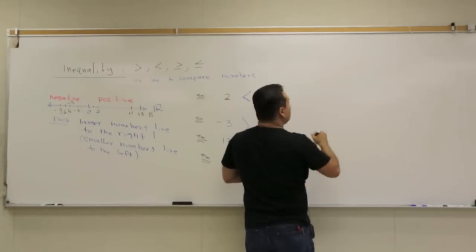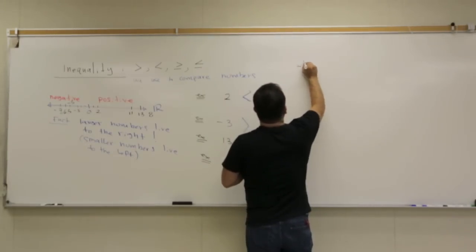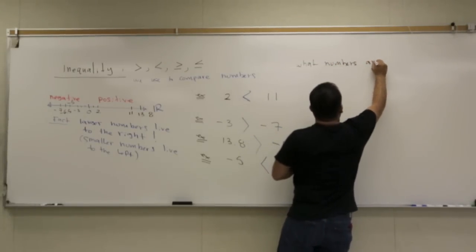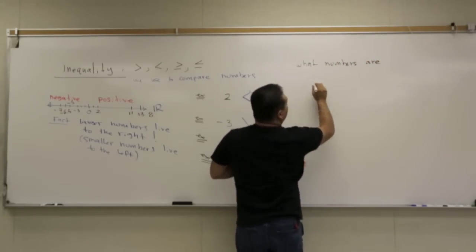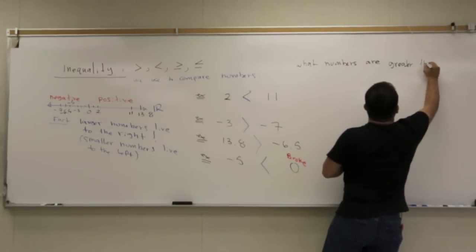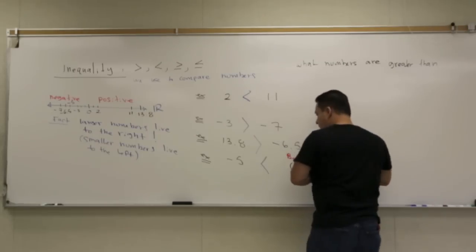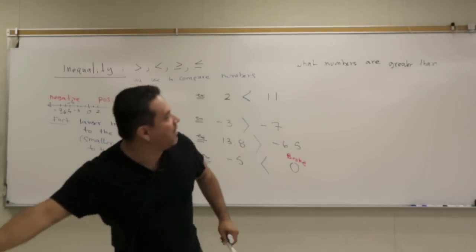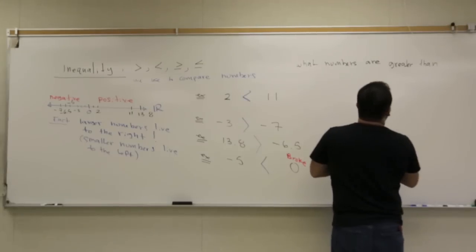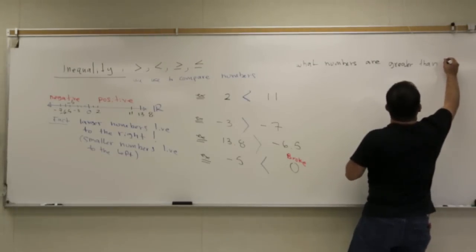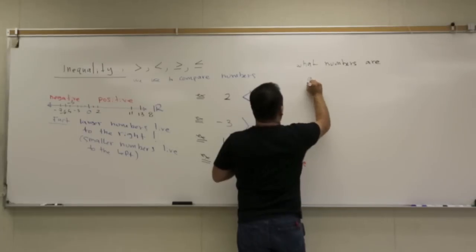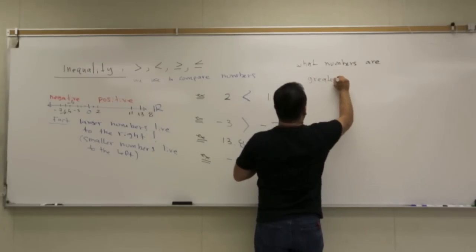What if I asked you to describe to me what numbers are, let's say, greater than, numbers that are greater than, can you describe numbers? Then let's say 5. Let's put it over here. So what numbers are greater than 5?